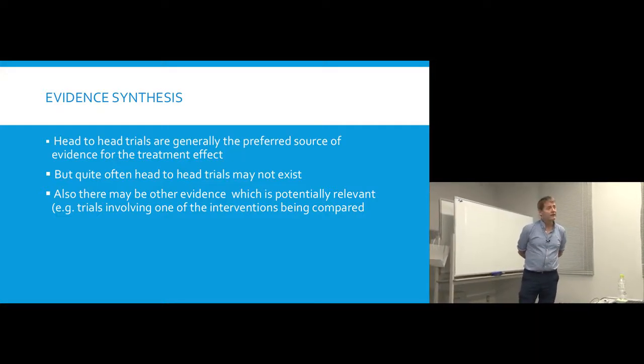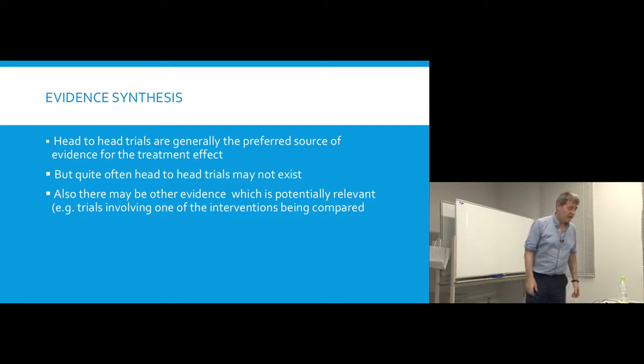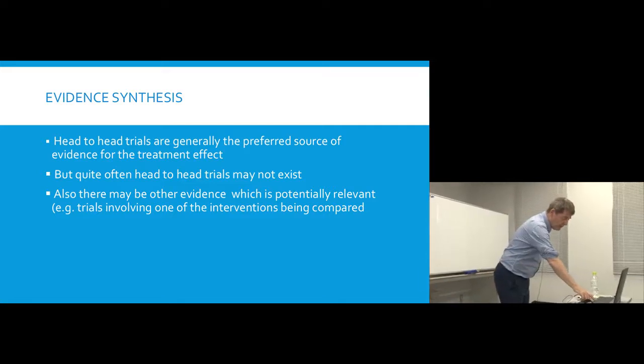You'll have trial data that maybe involves your intervention, but not your comparator. Or some other trial that involves the comparator, but not your intervention. And so the question arises, can we still use that information in order to help get an estimate of the treatment effect?